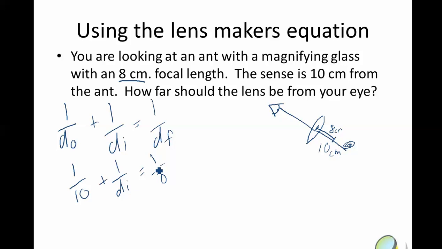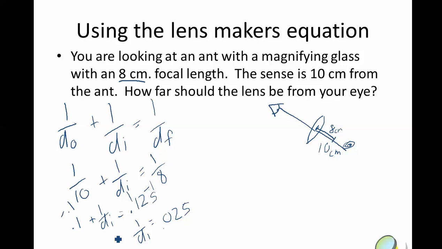Now you can do it however you want. I like cutting things down, taking them out of the fractions, putting them into decimals. So 1 over 10 is going to be 0.1 plus 1 over d sub i equals 1 divided by 8, that's going to be 0.125. Now I'd subtract 0.1 from the left side, subtract 0.1 from the right side. You end up with 1 over d sub i equals 0.025.